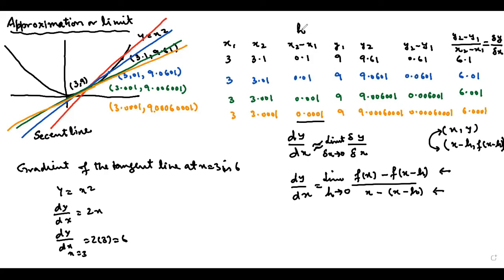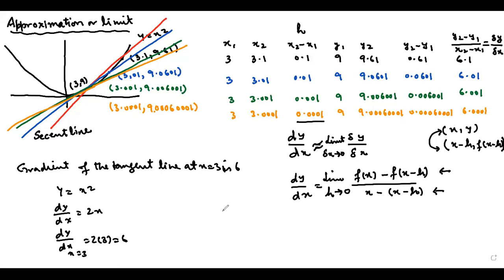Now see that if the difference between the values of x is small, then the gradient of the secant line is equal to the gradient of the tangent line. But the condition is that the difference between the values of x should be small. So I will sum up like this.